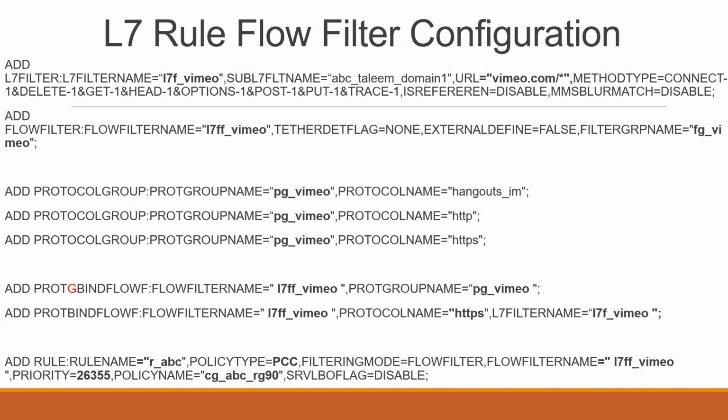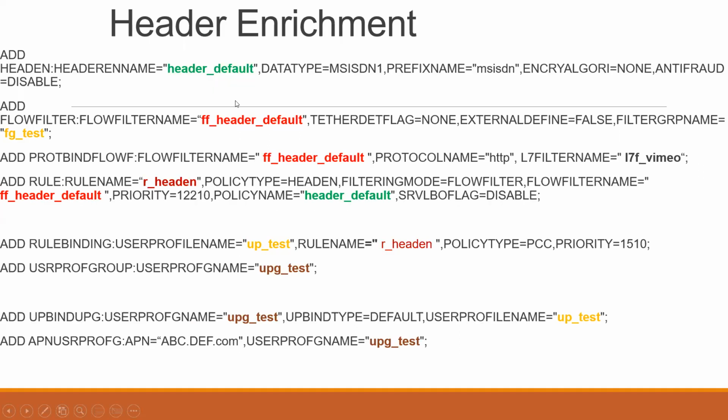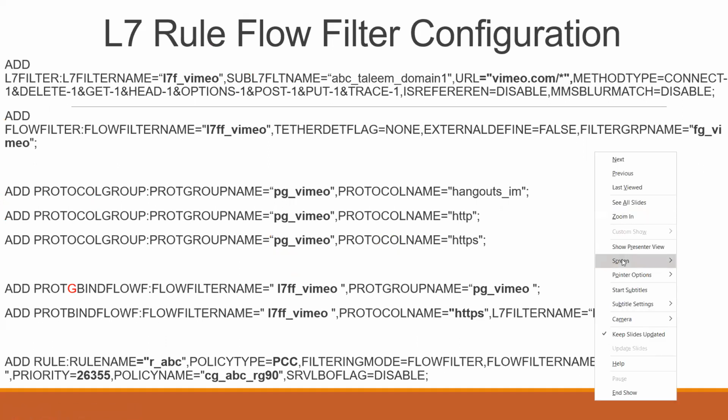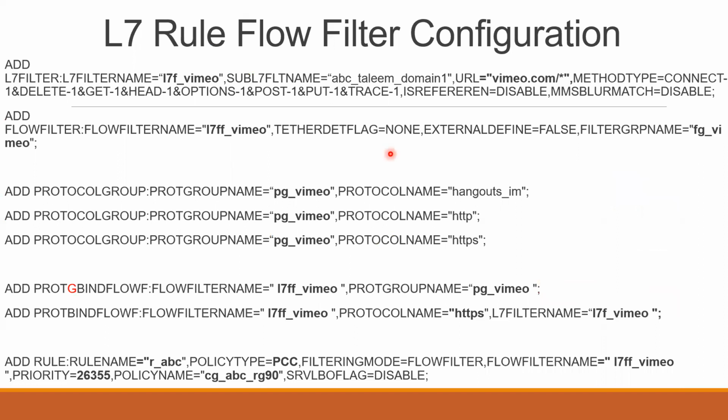Next is how to create a flow filter for an L7 rule. This is something which I quoted earlier, L7F underscore Vimeo over here. So basically the main thing is how it works. In case you get some IP addresses for which you need to create a rule, you have the simple add filter command. But if you need to create a rule for some specific URL, in that case, you need to create an L7 flow filter.